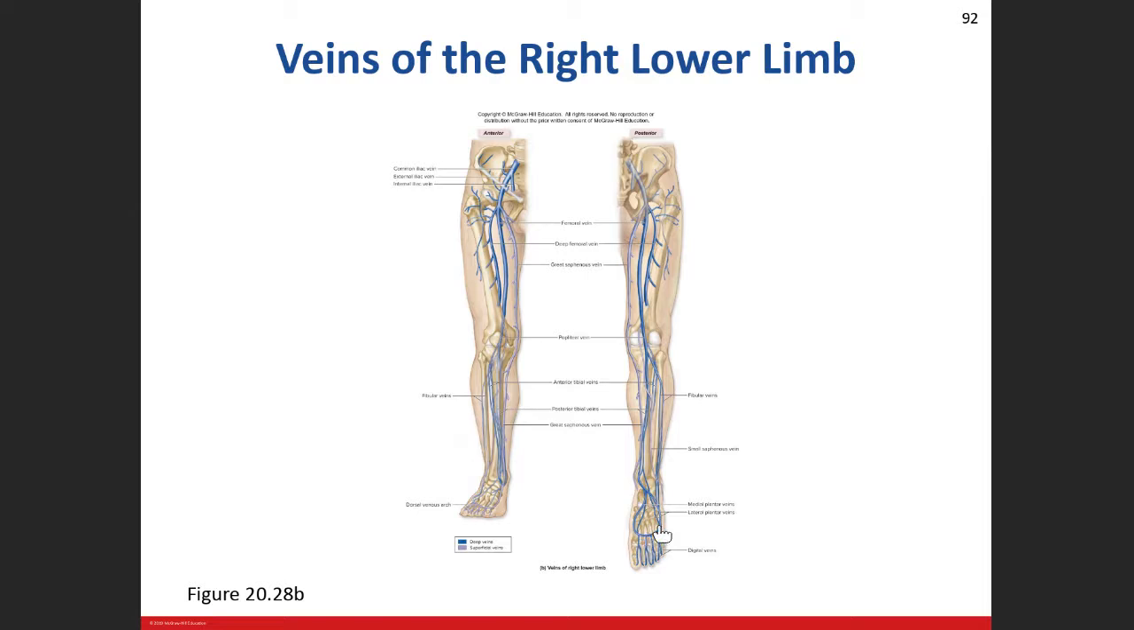And then you can see here are our digital veins with the medial plantar veins. You see a whole bunch of them. And then they're going to join and drain into the posterior tibial veins. So here is the posterior tibial. And then we've got our anterior tibial, and they'll come together. And when they come together up here, then we're going to have our popliteal vein.